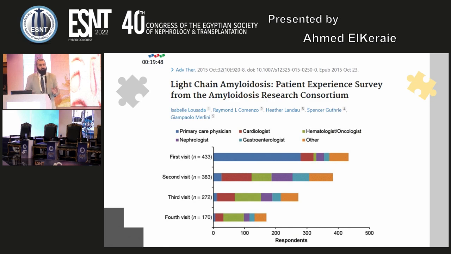And this is the main issue: a patient with primary amyloidosis suffers to be diagnosed. Usually the lapse of time between the start of the complaint and the diagnosis is on average 4 to 5 years, and on average he would see 3 to 6 doctors and at least 3 subspecialties before he is diagnosed as primary amyloid. So it's a disease that needs a high index of suspicion to be diagnosed.